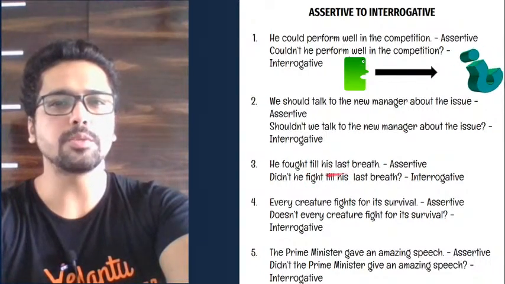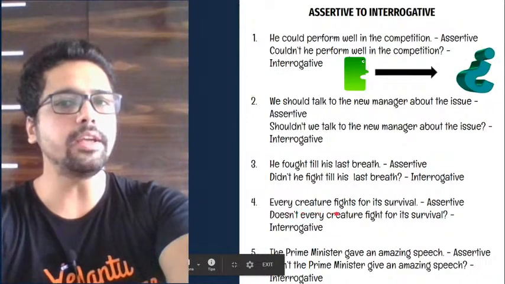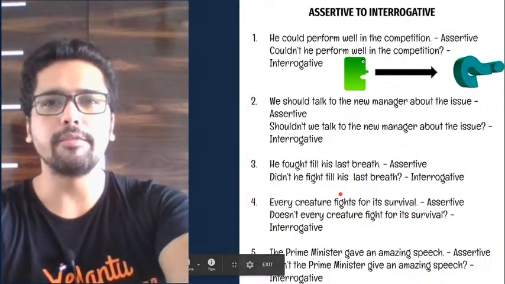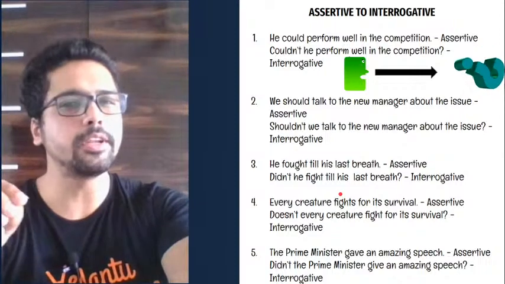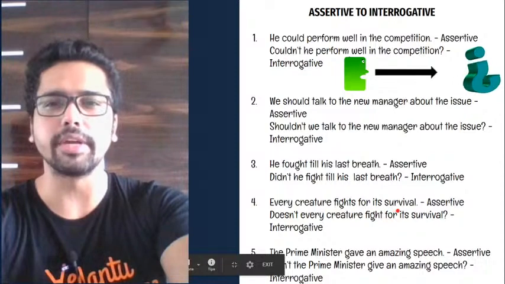Now look at this here. He fought till his last breath. Didn't he fight till his last breath? Look at the fourth one. Every creature fights for his survival. This is true, right? That's nature's rule. If you try to harm some creature, it will fight for its survival. So every creature fights for its survival.